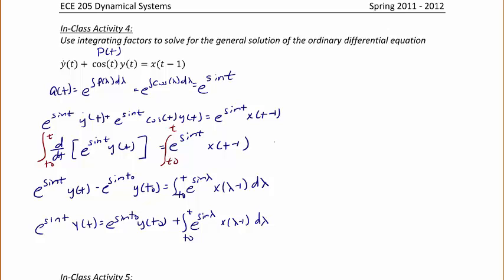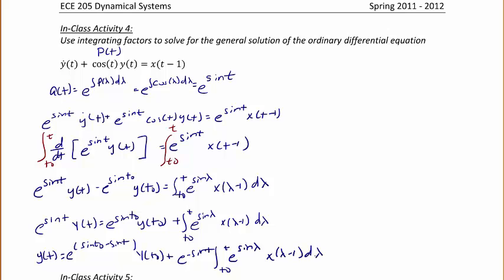Now we're almost done. The final step is to solve for y of t. You can solve for y of t by dividing both sides by e to the sine of t. So the final answer is y of t is equal to e raised to the sine of t naught minus the sine of t times y of t naught plus e to the minus sine of t times the integral from t naught to t, e to the sine of lambda, x of lambda minus 1, d lambda.